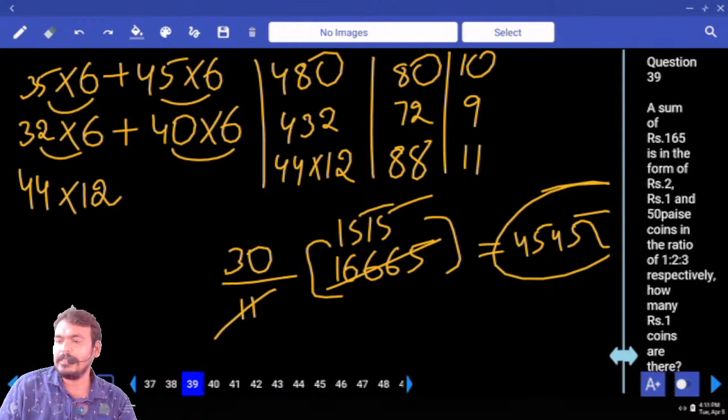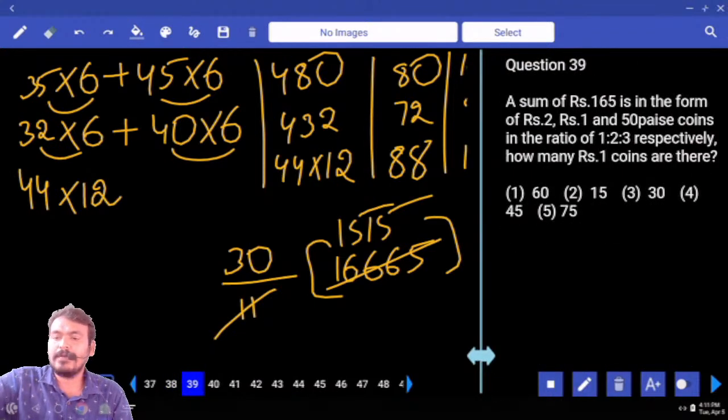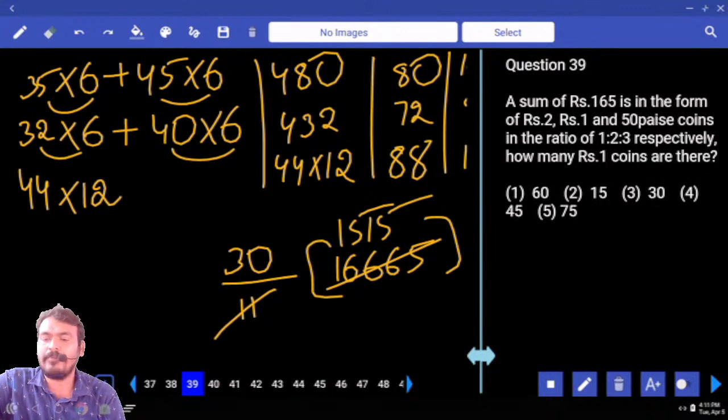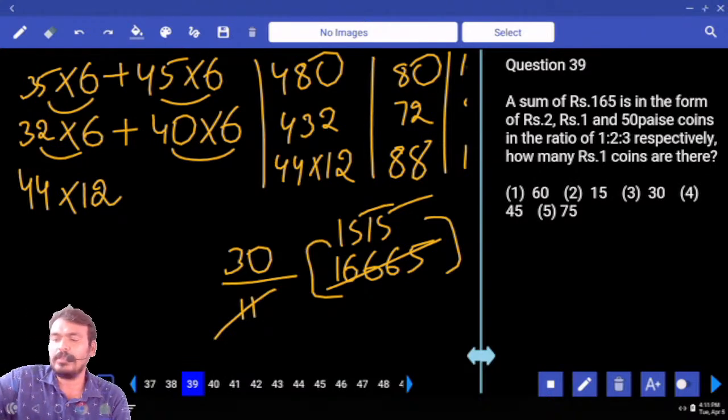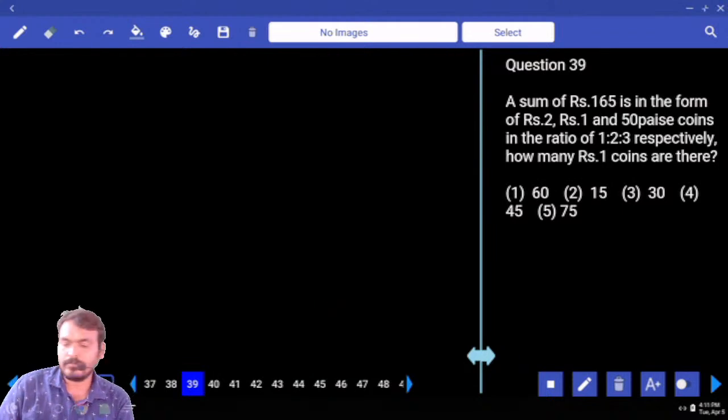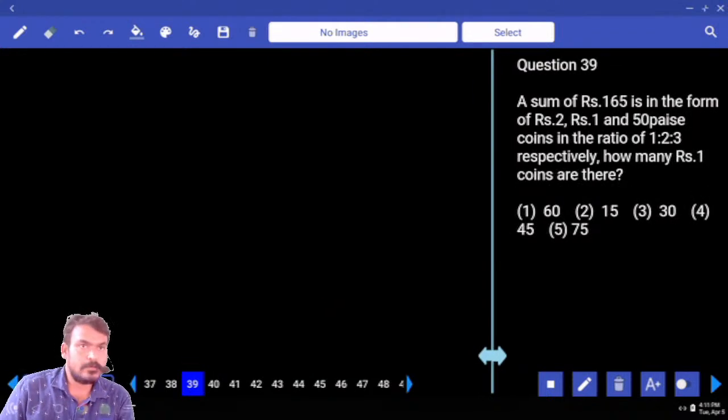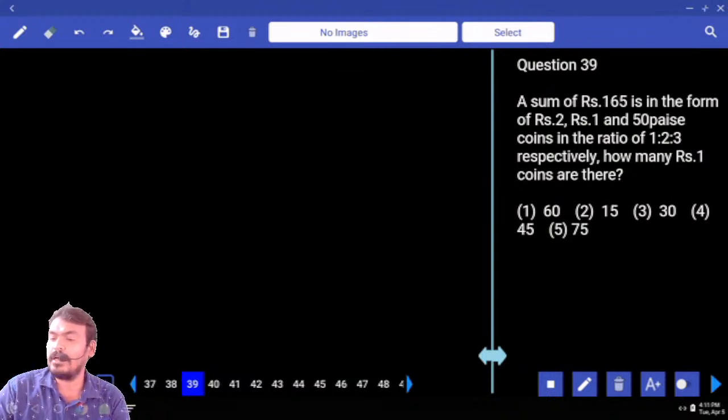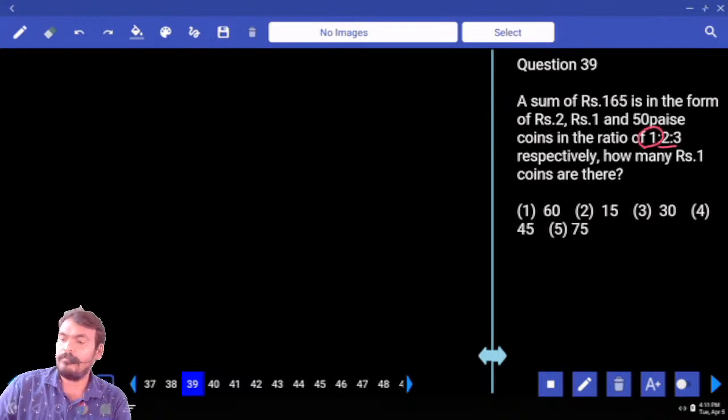Next, 39th question. A sum of 165 rupees is in the form of 2 rupees, 1 rupee and 50 paise coins in the ratio of 1:2:3 respectively. How many 1 rupee coins are there in the box, or not? Okay. Suppose 1 rupee coins are 2 parts. 2 rupee coins are 1 part. 50 paise coins are 3 parts, or not?